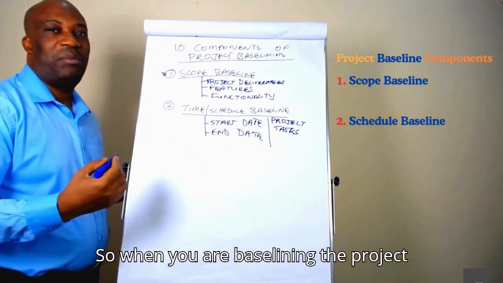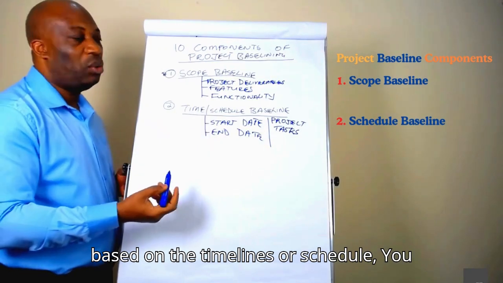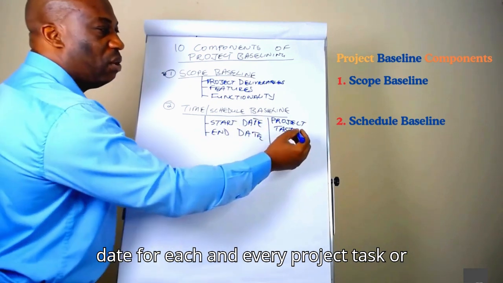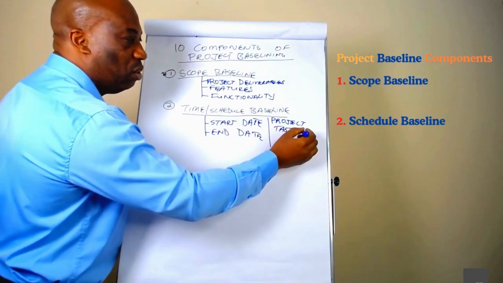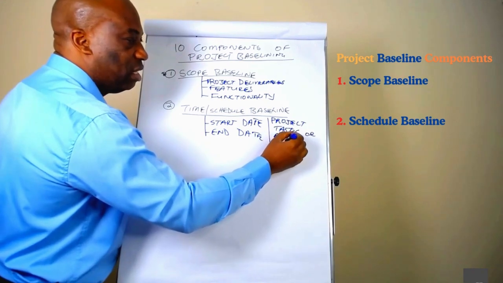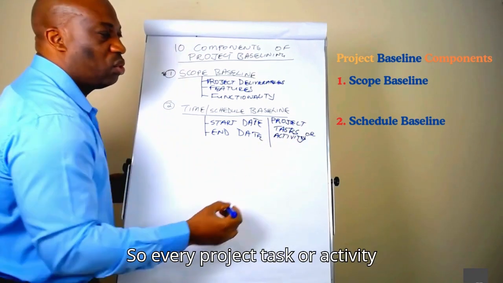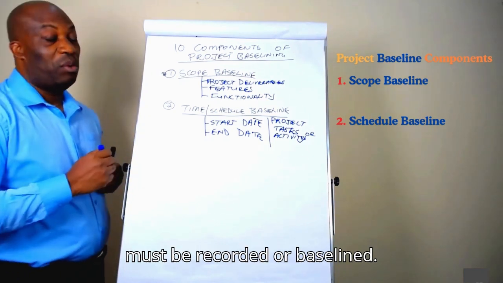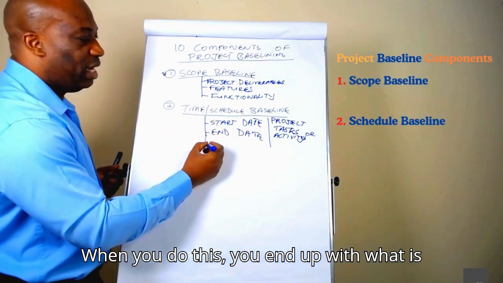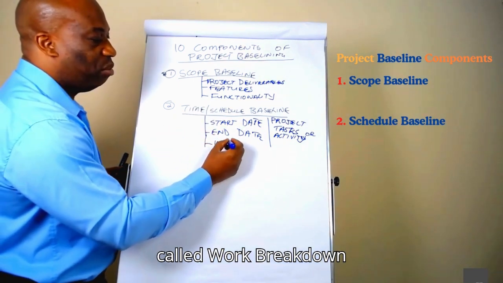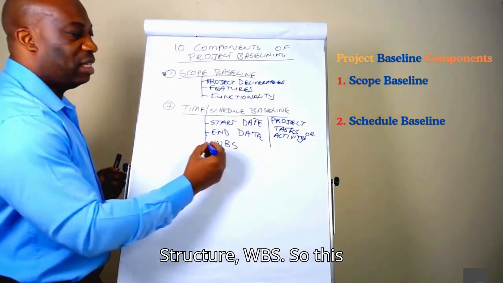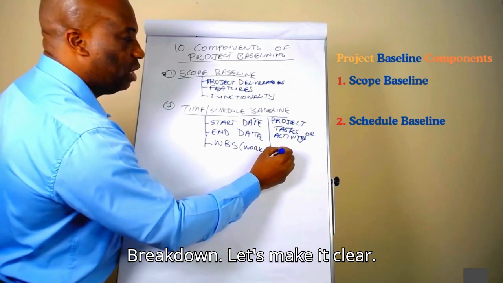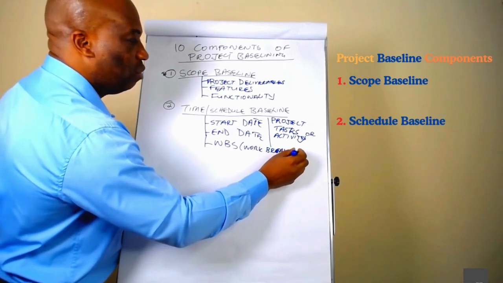So when you are baselining the project based on the timelines or schedule, you need to record the start date and the end date for each and every project task or even activity. You might want to call it activity. So every project task or activity must be recorded or baselined. When you do this, you end up with what is called the work breakdown structure, WBS. Let's make it clear.